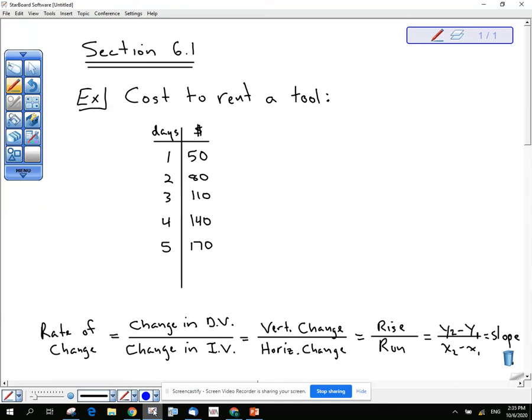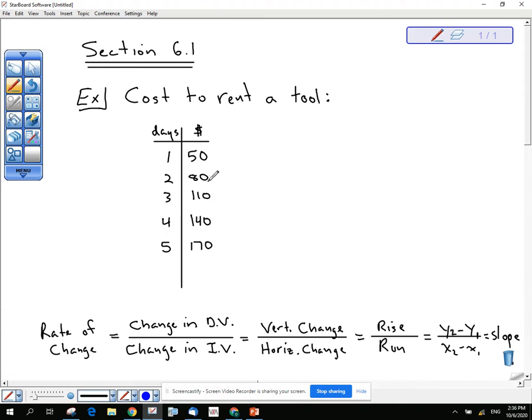Algebra 1, Section 6.1, slope and rate of change, or probably I should say rate of change, which leads to slope. We'll start with an example here, cost to rent a tool. Say you go to Home Depot or Kingsland or wherever they rent tools, and it's $50 for the first day, and then, well, I don't want to give the number away, but it's $80 for 2 days, $110 for 3 days. That's not a consistent $50, and some companies do charge this way.